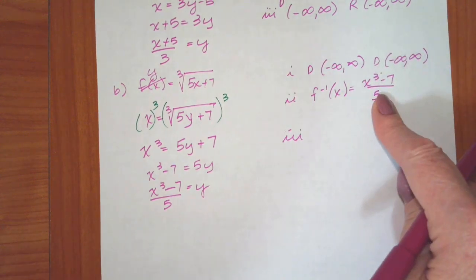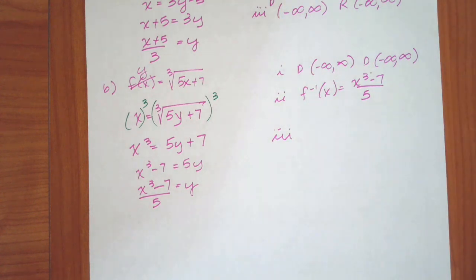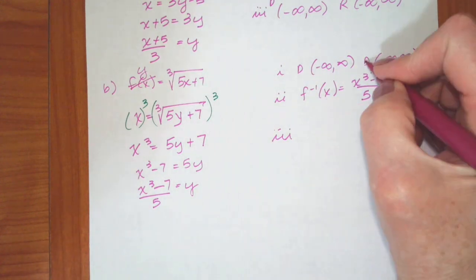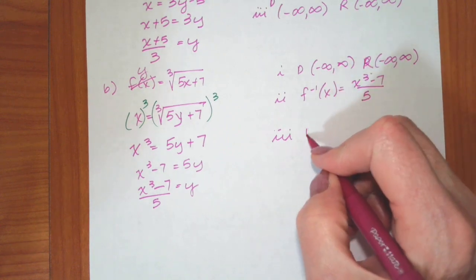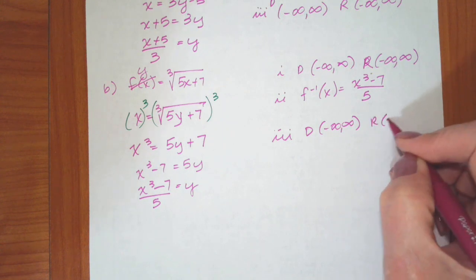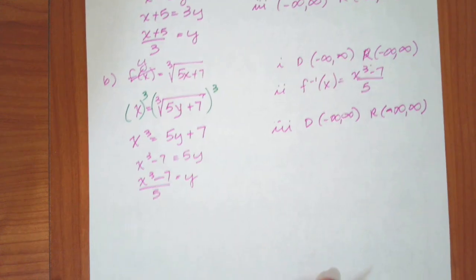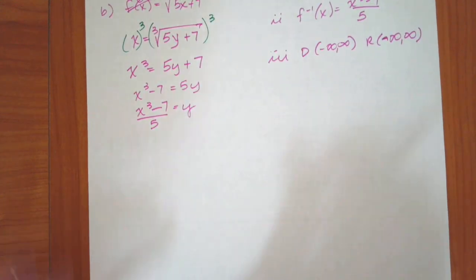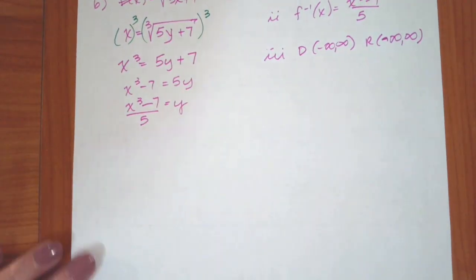Now we know again the cubic function goes on forever and ever in both directions vertically, no limits on the domain. Whoops, and this is range. But I also know that these are flip-flopped. So the domain is all real numbers and the range is all real numbers.